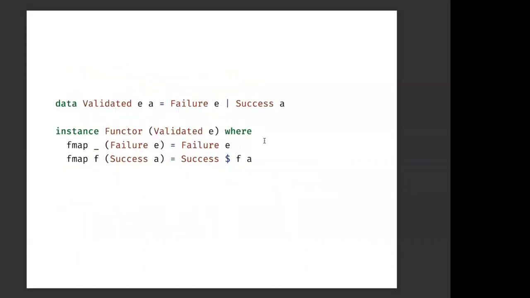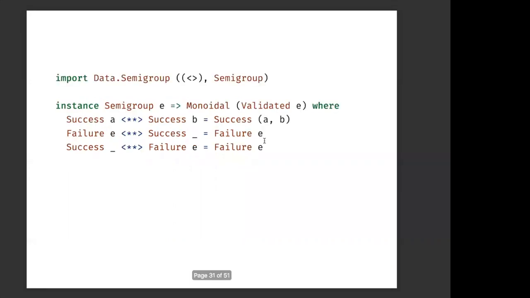So instead of left and right, we have failure and success. And the functor instance for Validated is pretty much the same as the functor instance for Either. So where it gets interesting is when we define the applicative or the monoidal instance for Validated. So if you have two success values, you pair them up as usual. Here, if I have a failure and a success, then I return the failure. And where it gets interesting is if I have two failures, I'm going to smash them together using Semigroup. So I have a Semigroup constraint on this instance here.